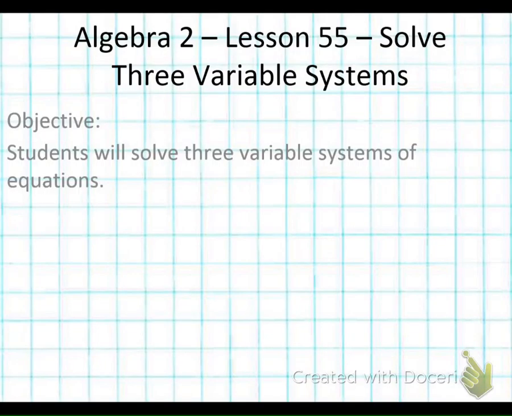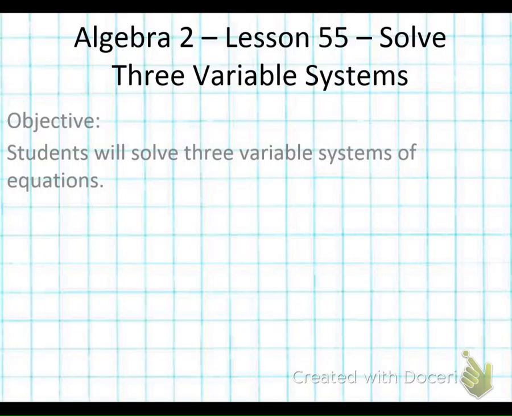Okay, so today's lesson is lesson number 55. This is solving three variable systems. So we've been working with systems of linear equations that had two variables, like x plus y equals 3 and x minus y equals 4. So we had two equations with two variables. Now we're going to have three variables, so we need three equations.